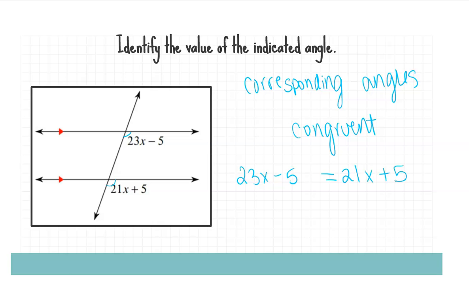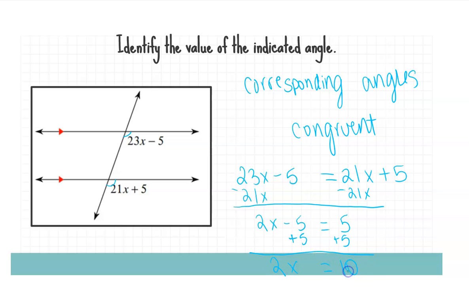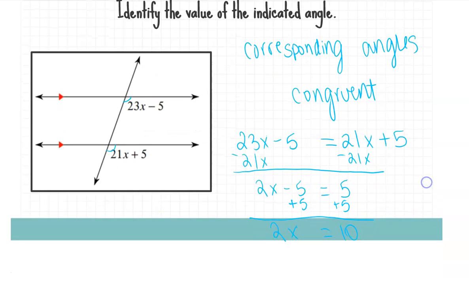And now all we need to do is solve for x. So let's go ahead and move our variables to one side of the equation. And now we need to move our constants to the other side of the equation. All right, and then we end up getting 2x equals 10, and then we know divide by 2, so x is going to be equal to 5.